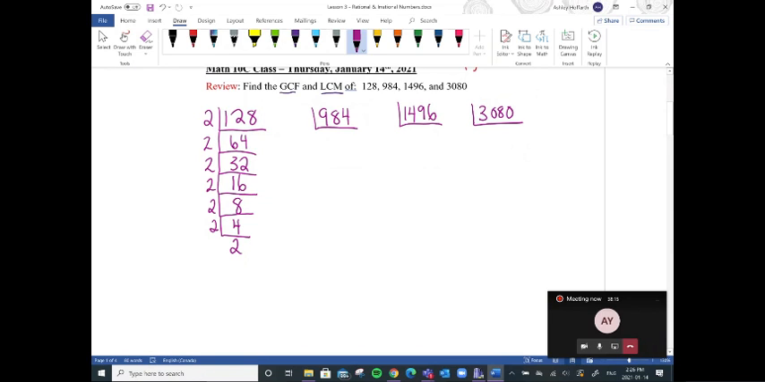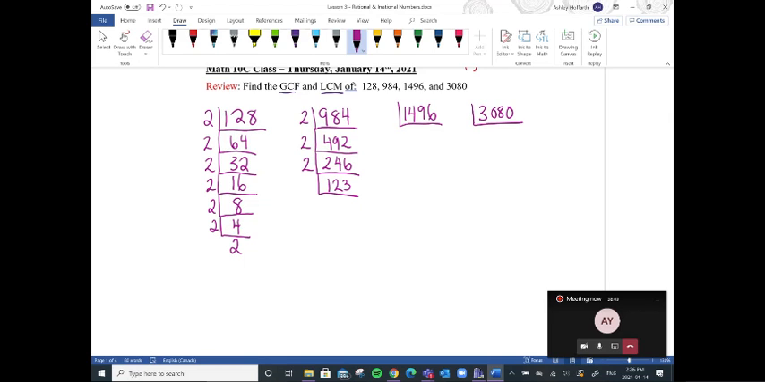984, again, it's an even number. So I'm just going to go with 2 to save myself some time. So when I divide by 2, I get 492. Divide by 2 again, because that's even. We'll get 246. Still even, so let's use 2 again. 123. Okay, finally we don't have an even number, so I can't use 2 for 123.